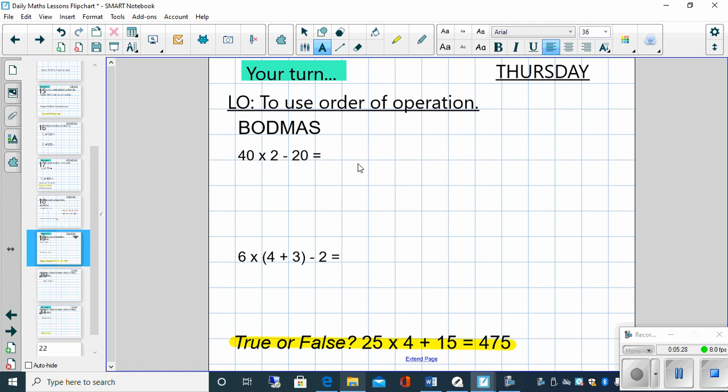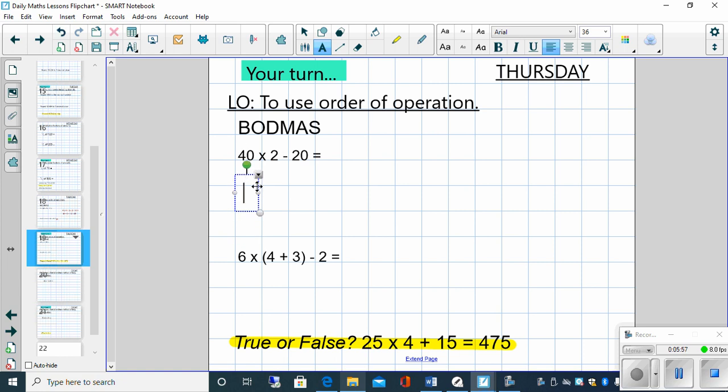Well done for having a go, children. Let's have a look at the answers then. 40 times 2 minus 20. Have we got any brackets? Well, no, we haven't. So we move on to the next one. Squared, cube numbers? No, we haven't got that. Let's move on to division. There's no division in this one. Multiplication. I can see that there is a multiplication sign there. So we need to do that part of the equation first.